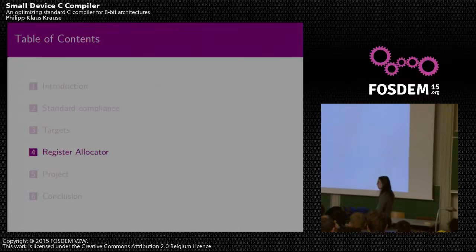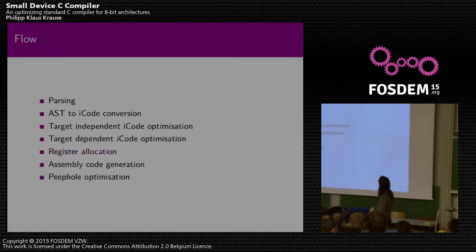Okay, now I've been mentioning the register allocator quite a lot. Before we jump into the register allocator, a quick slide on the flow of compilation. What happens if you feed some code into the Small Device C Compiler? Well, first there's a preprocessor, not mentioned. Then it's parsed into an abstract syntax tree. The abstract syntax tree is converted to an intermediate code. On that we do target-independent optimizations, target-dependent optimizations, register allocation, generate assembly code, and in the end there's a peephole optimizer.